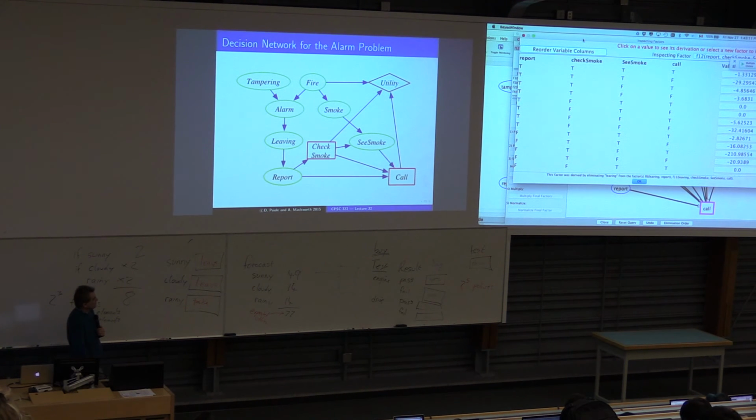But what about call? Is it in a factor with a subset of its parents? What are its parents? Report, check smoke, and see smoke. Right. So we can eliminate call by maximizing. So call is going to have a factor.